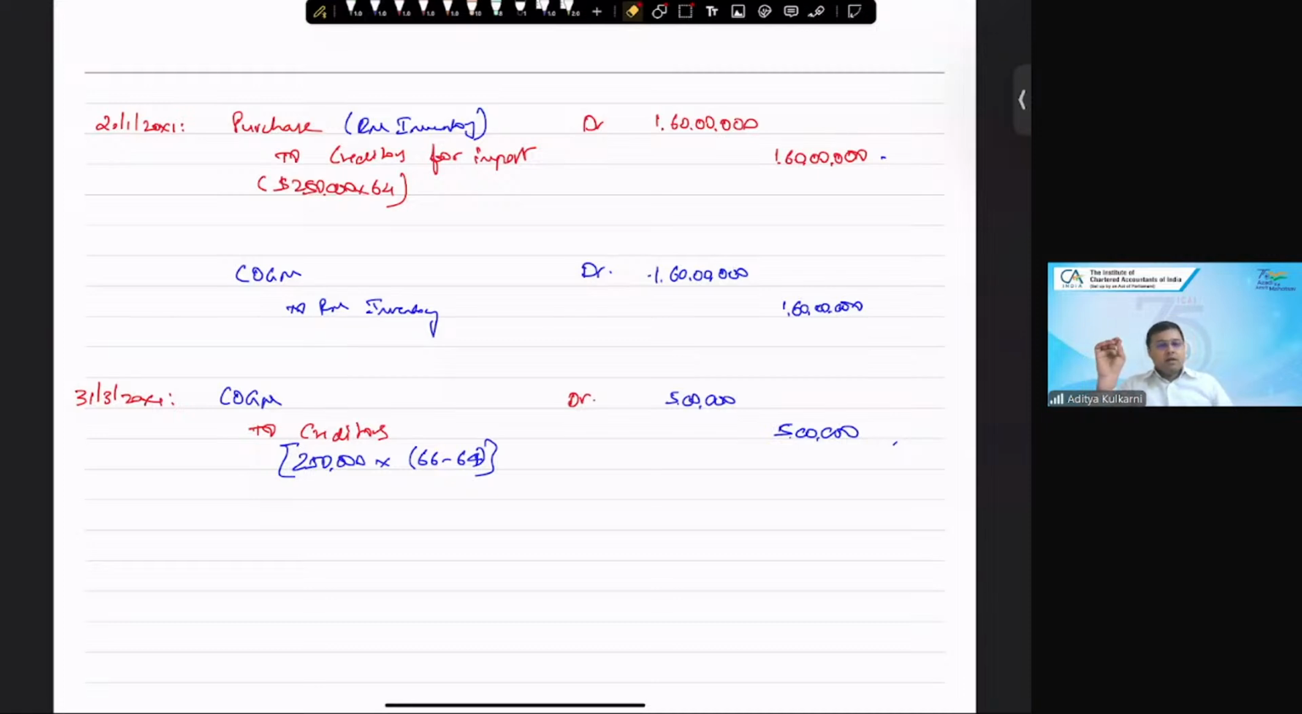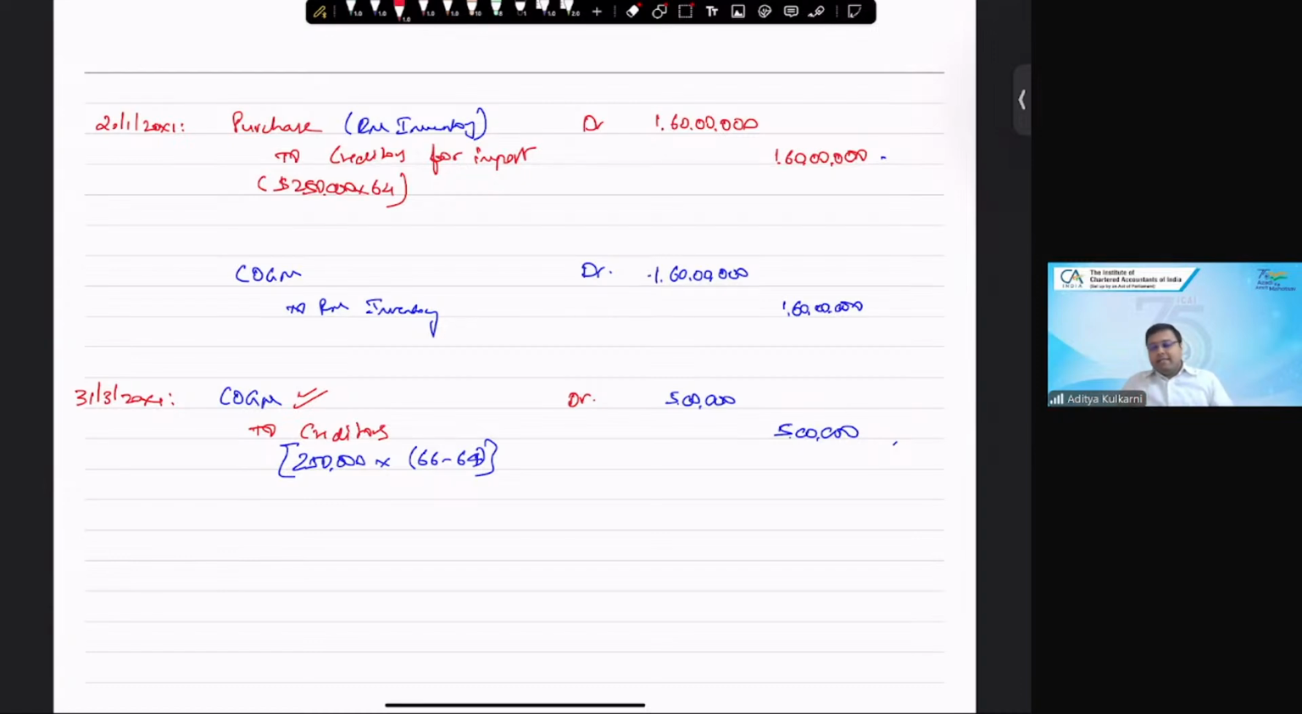First one, is exchange rate fluctuation a part of cost of manufacturing goods? No. So, a debit is wrong. That is the first mistake they have done. The second mistake they have done is, as Hemant said, as all of you said, they have taken the rate of 66, which is a post-balance sheet date.